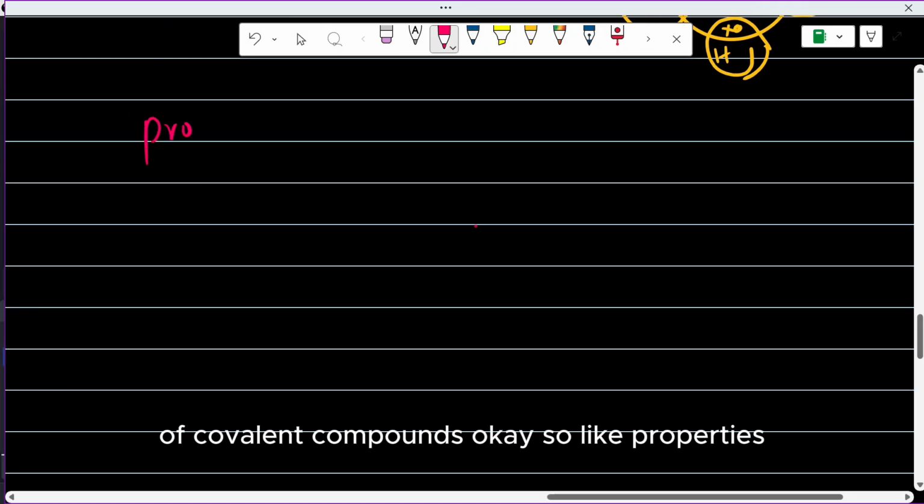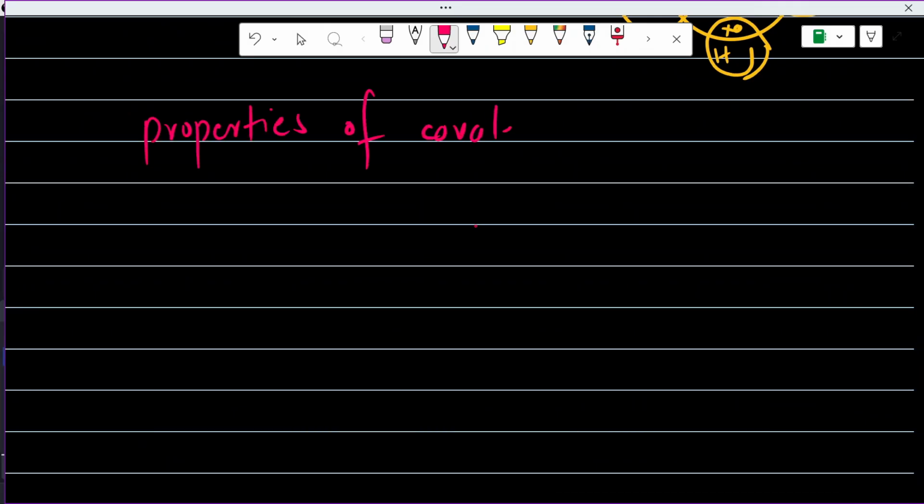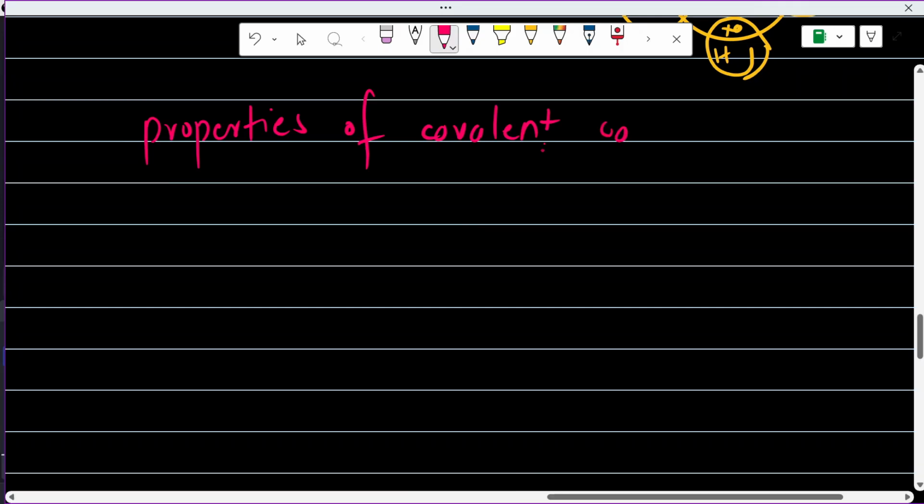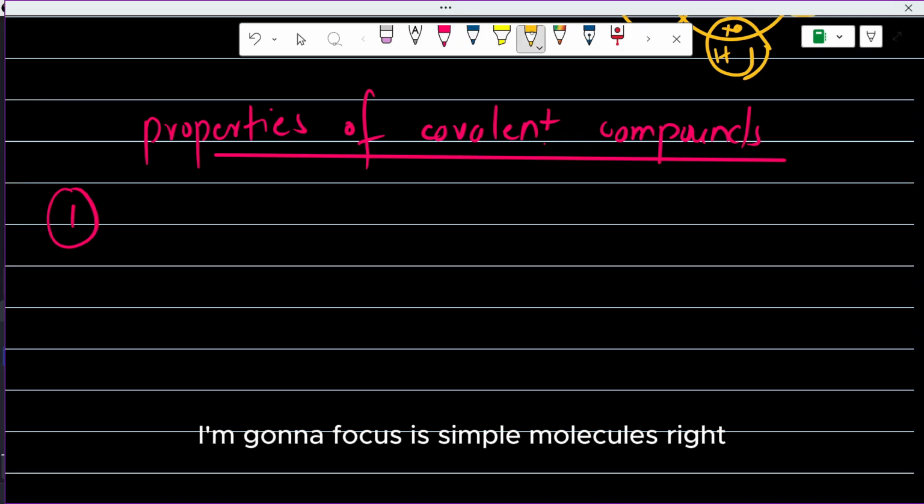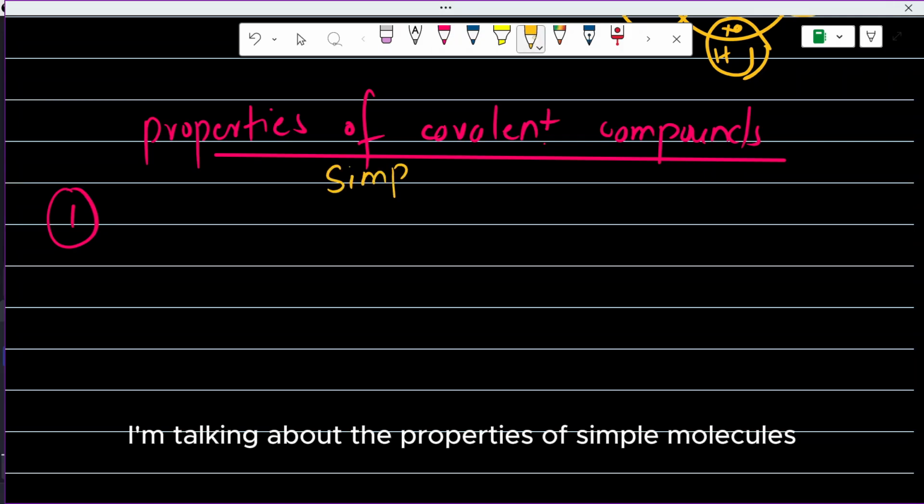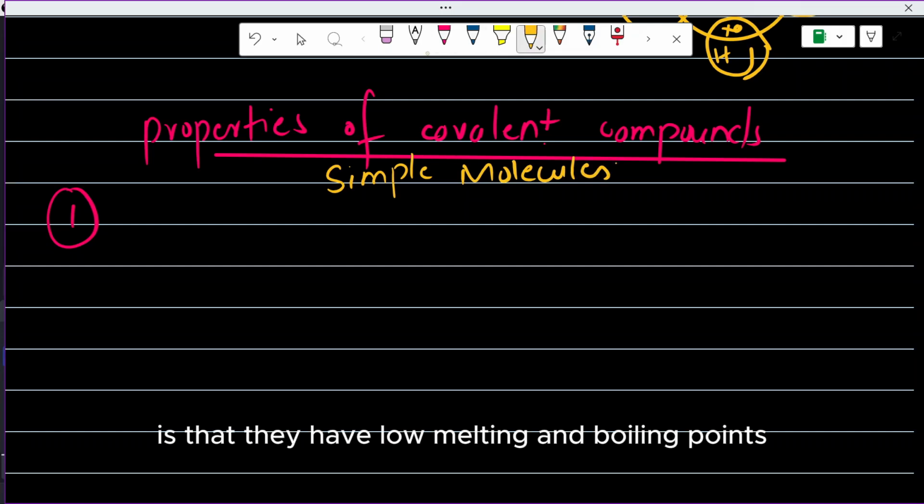Okay, so properties of covalent compounds. Okay, so the first property you need to understand is that I'm going to focus on covalent compounds as simple molecules, right? So I'm talking about the properties of simple molecules over here, right? Okay, so the first property is that they have low melting and boiling points.